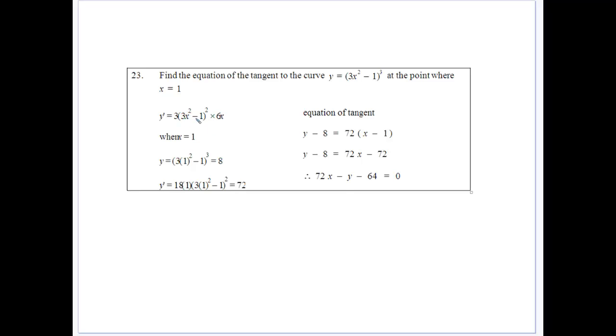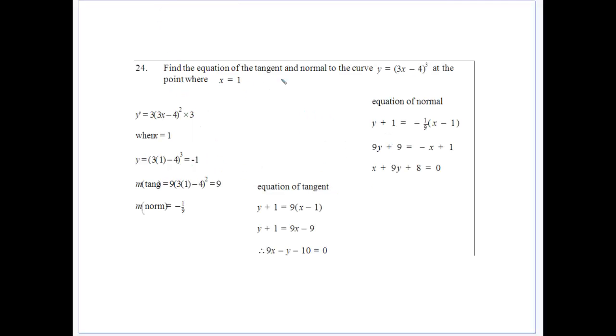and 3x squared minus 1 all squared. So when x is equal to 1, we sub x is equal to 1 into the function. So that gives us 8. So when x is equal to 1, y is equal to 8. And we put 1 into the derivative function, which gives us a gradient of 72. That's a big gradient. That's a pretty steep line. That's okay. So we get y minus 8 equals 72 outside of x minus 1, because we used our point and our gradient. Subbed it in, and there's our equation of our tangent.